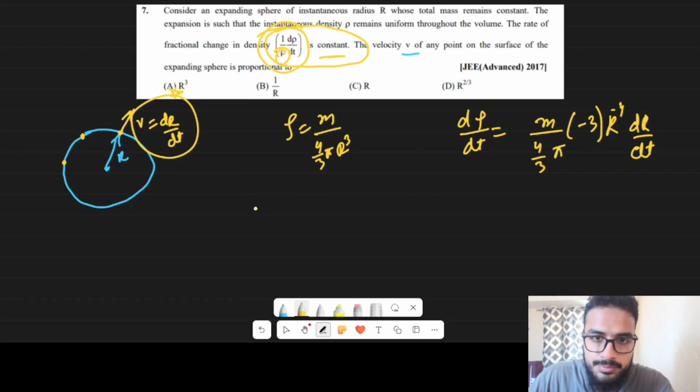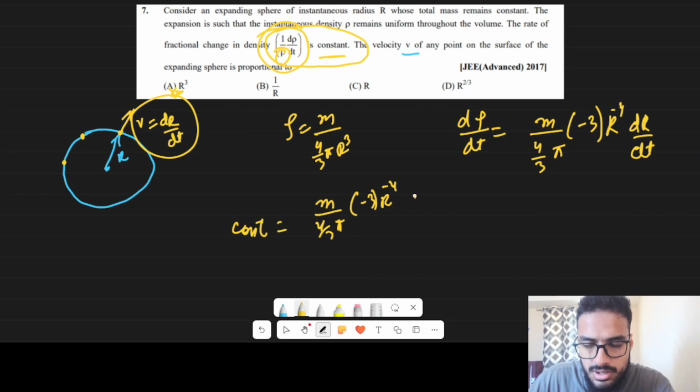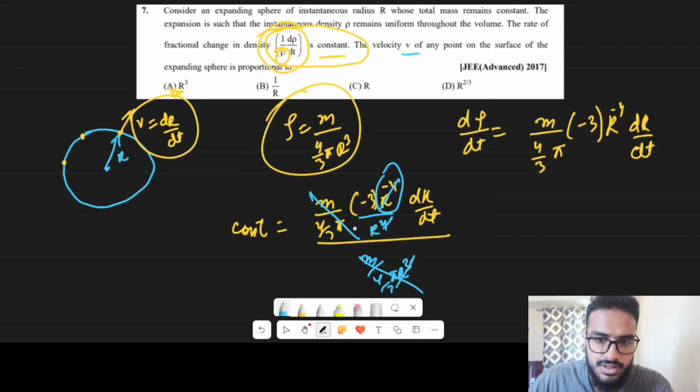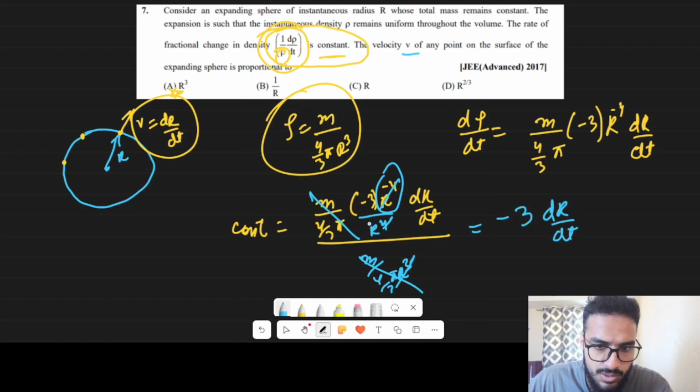So this term is given to be constant. What is constant? Constant is 4 by 3 pi into minus 3 r power minus 4 into dr by dt, divided by m divided by 4 by 3 pi r cube. So this and this go, and r power 4 is there in the denominator, so r power 3 and r power 4 cancel, isn't that? So basically this is nothing but constant equals minus 3 dr by dt, and one r is left in the denominator. Other things go, isn't that?